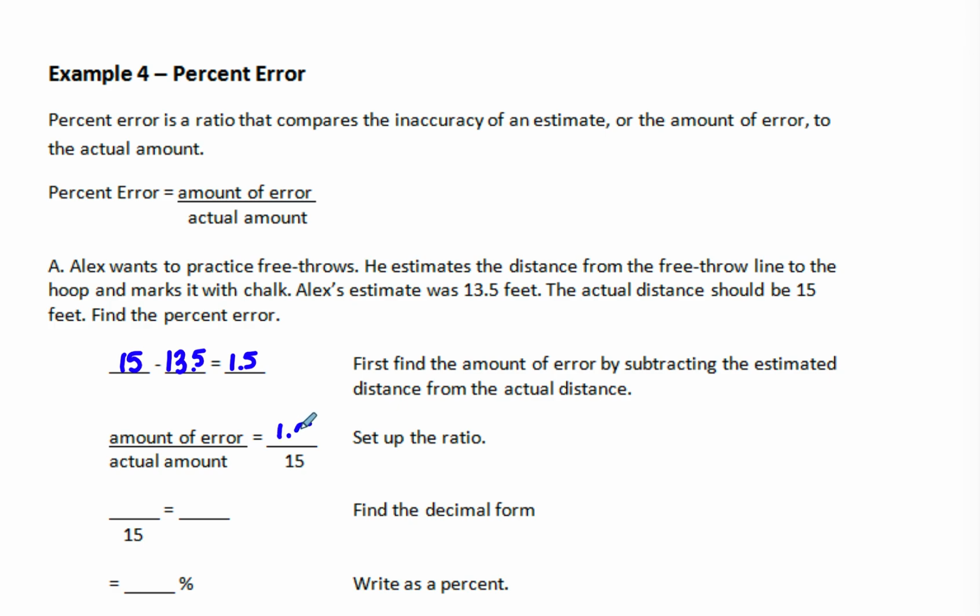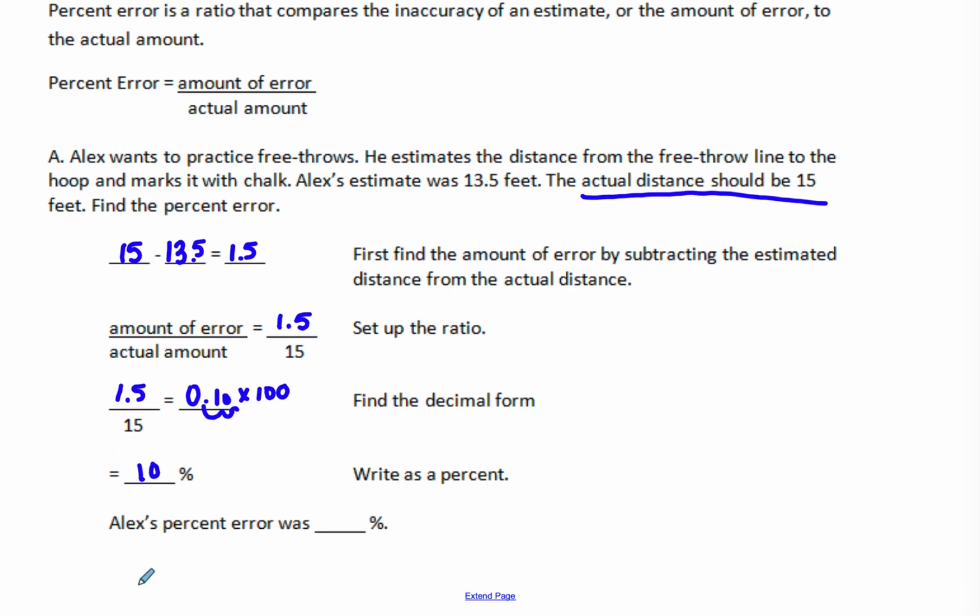Okay, so now we're going to set up our ratio, our division problem. 1.5 divided by our actual, which is 15. I know the actual is 15 because it tells me here: actual distance should be 15 feet. When we divide 1.5 by 15, we get 0.1. We need to change that into a percent. We can do that by multiplying by 100 or moving the decimal 2 places to the right. That gives us 10%. I did have to add a placeholder 0 there. So Alex's percent error was 10%. He was 10% off in his guess.